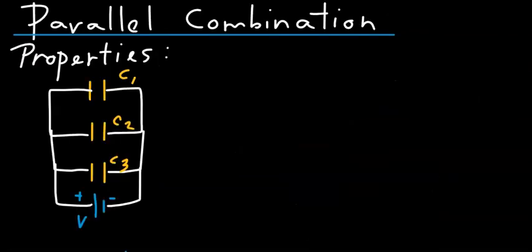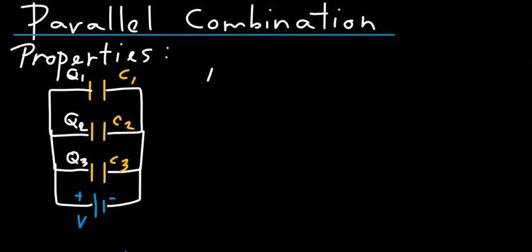Let's look at the following parallel combination of three capacitors as shown in this diagram. There are two important properties that we need to understand regarding such a circuit. Now let's assume each capacitor carries a particular amount of charge. Capacitor C1 has charge Q1 coulomb, C2 carries a total charge of Q2 coulomb, and C3 carries a total charge of Q3 coulomb.